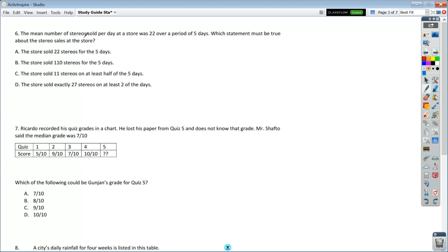Question number 6 says the mean number of stereos sold per day at a store was 22 over a period of 5 days. Which statement must be true about the stereo sales at the store? A says the store sold 22 stereos for 5 days. So this, again, it says the mean is 22 for 5 days.